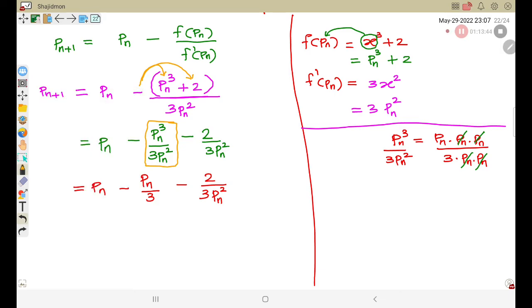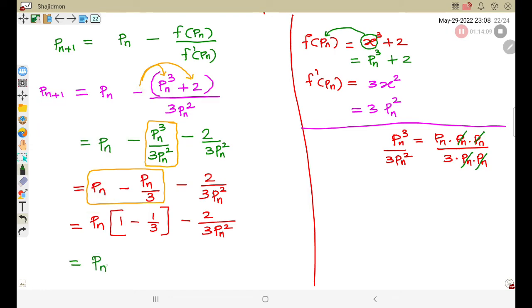Now, from the first two terms, we can take Pn common, correct? So, we can write Pn multiply, what will be the balance? 1 minus 1 over 3. Last term same, 2 divided by 3 Pn power 2. So, equal Pn multiply 1 minus 1 over 3. You can check by calculator. 1 minus 1 over 3 means 2 over 3, minus 2 over 3 Pn power 2.